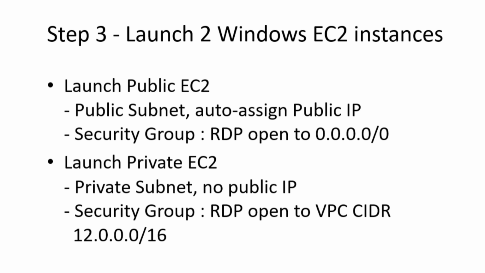Place it in the private subnet without a public IP. Configure its security group to allow RDP only from the VPC CIDR 12.0.0.0/16. This setup gives us one public-facing instance and one private, isolated instance.